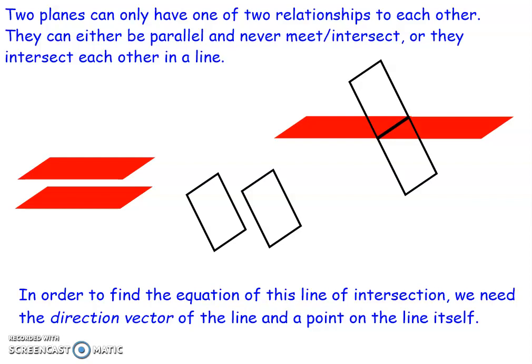So if we have any two planes in three-dimensional space, as I mentioned, they've got one of two relationships. They can be parallel to each other, so they'll never meet or intersect each other, or they'll intersect at a line somewhere in space. Now if you imagine, I've got a couple of examples here. These examples down here, the two red planes and these two white planes, these planes are parallel.